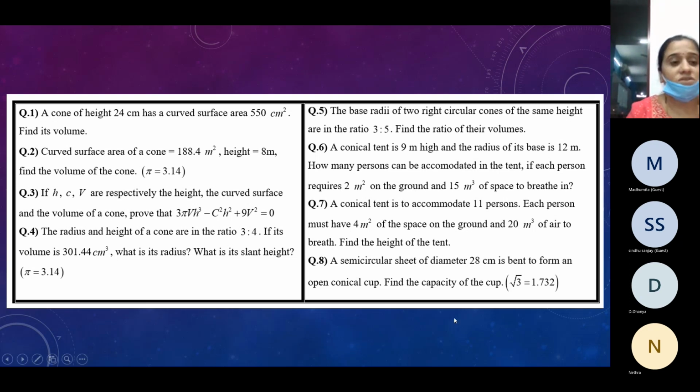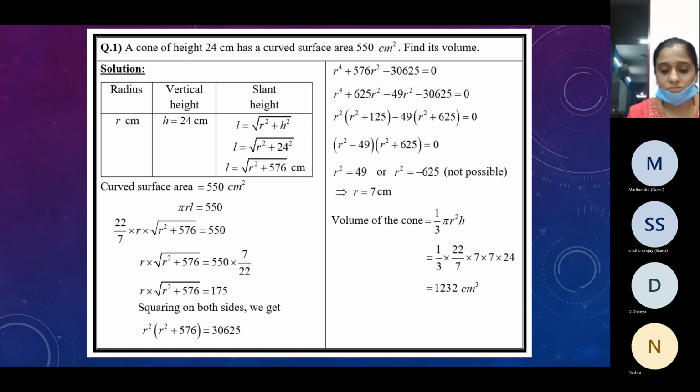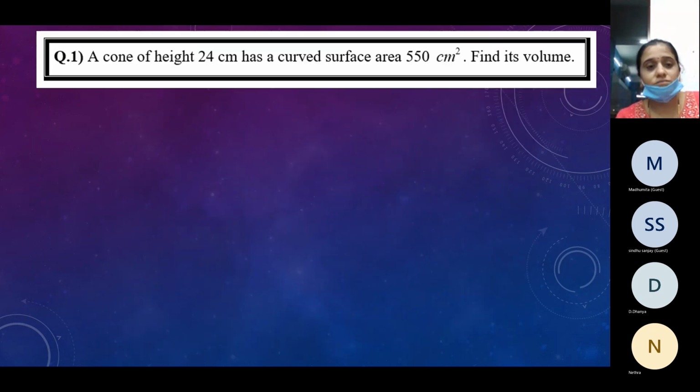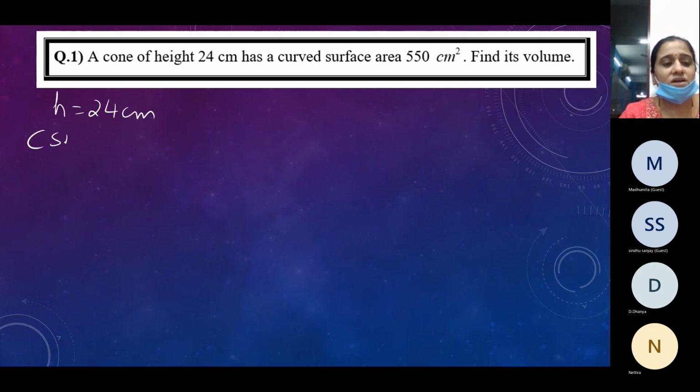Yeah, children. Let's see the answer. Don't write anything now. So see here, a cone of height 24 centimeters, H is 24 centimeters, has a CSA, curved surface area, of 550 centimeters square. Find its volume. Now we know to find the volume of a cone, we need the radius and height. We need the values of R and H.